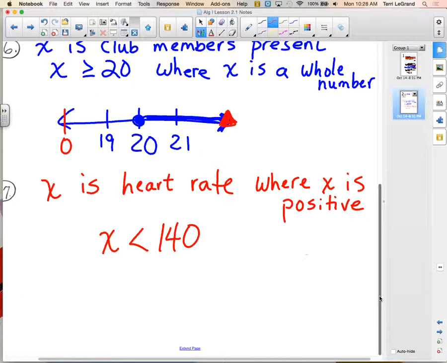Hey, quit packing up. I've told you this at the beginning of the year. If we go into the bell, we go into the bell.